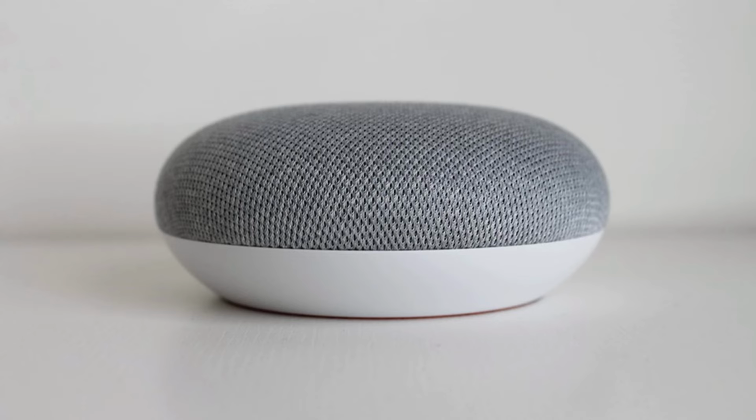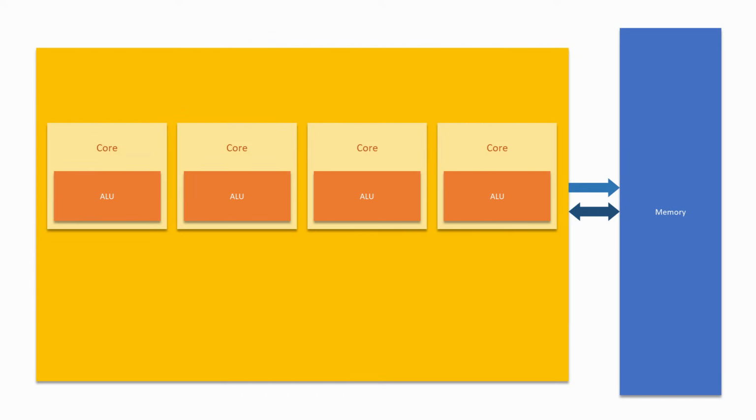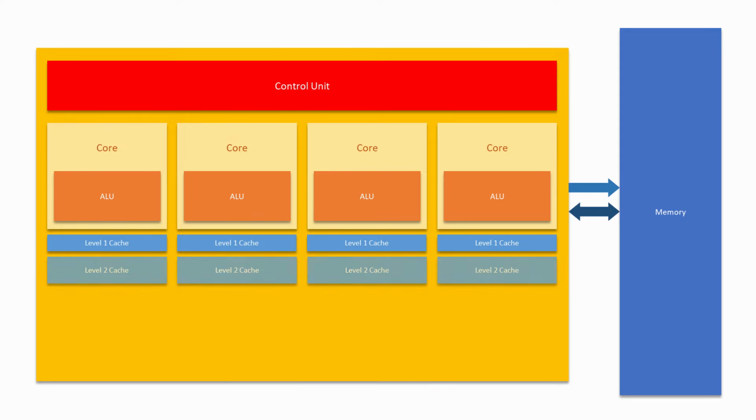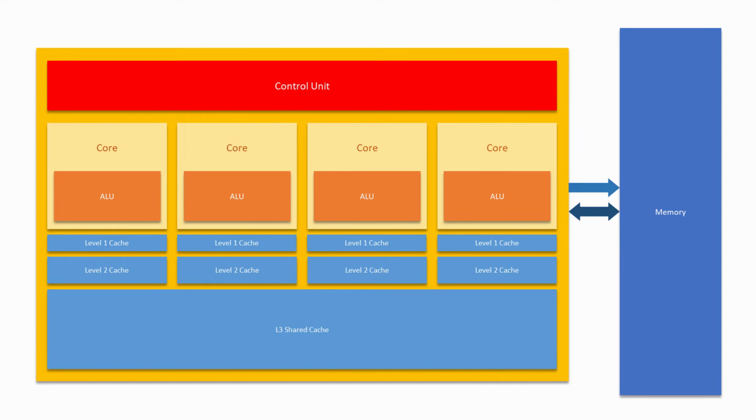Even a modern personal computer borrows design principles from the Harvard architecture. A typical CPU has several cores, each with its own arithmetic and logic unit, and their operation is managed by a single control unit. It also contains multiple levels of cache memory. Cache memory temporarily stores frequently used instructions and data, rather than having to make multiple requests to the RAM.